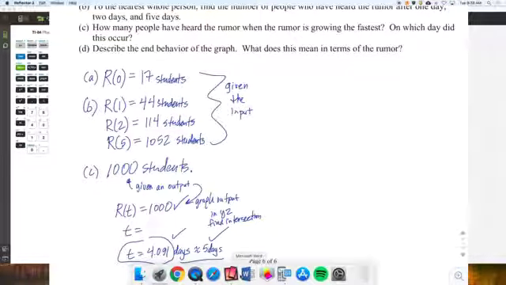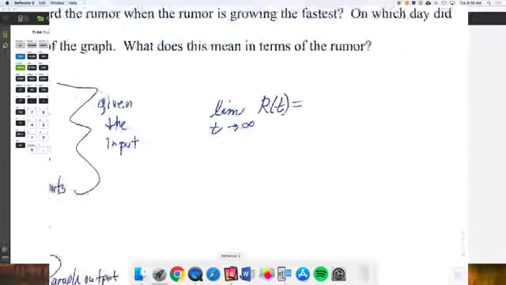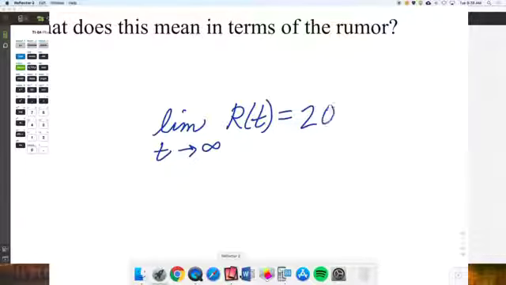Okay, now the last question here. Describe the end behavior of the graph. What does it mean in terms of the rumor? So here's how we're going to describe the end behavior. It's the limit as time goes to what? If we let this rumor go on and on and on towards infinity of R of t, what is R of t approaching? It's approaching 2,000. Yeah. That's the upper horizontal asymptote. And we'll put students there.